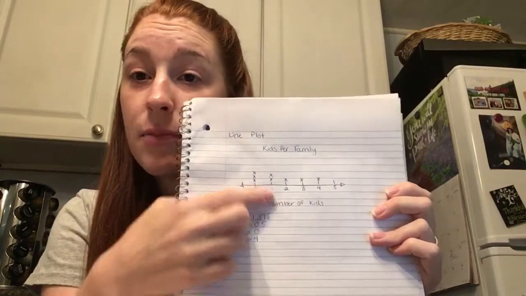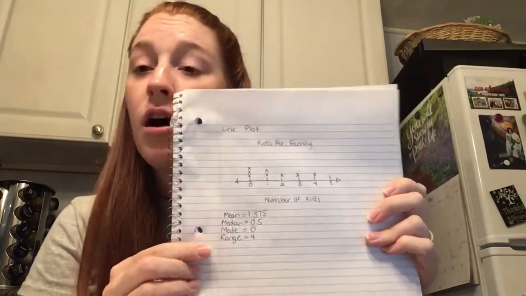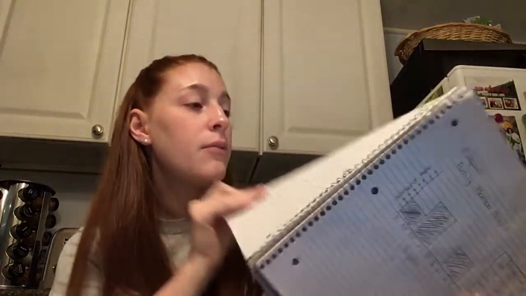I had number of kids at the bottom, kids per family. Now I have my mean, median, mode, and range for that data. That's the line plot. Then I went and created a histogram.